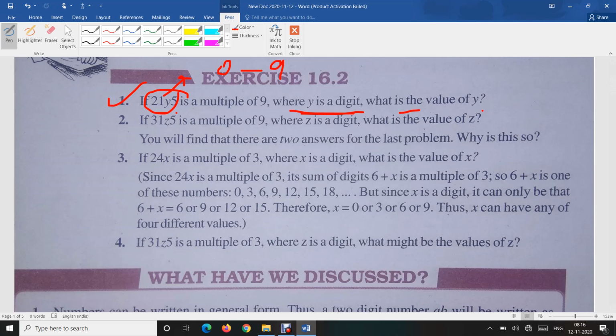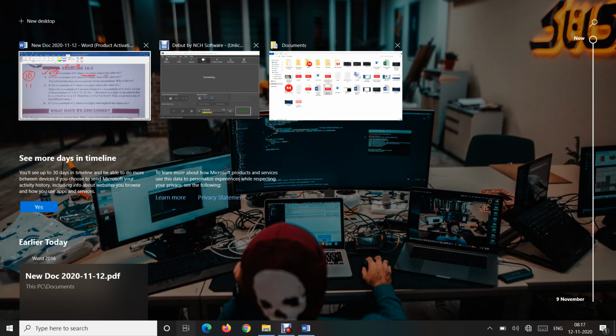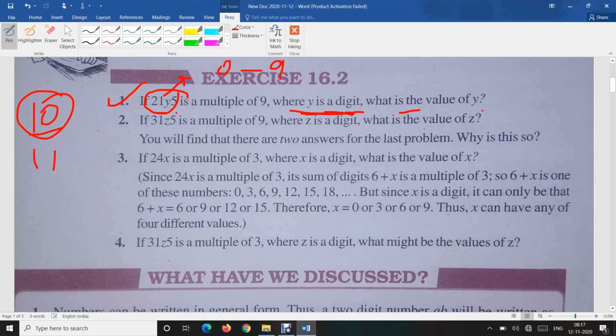See, one thing is here that y is a digit. That means y should be from 0 to 9. It cannot be 10 or 11. That means it cannot be a two-digit number, because it is saying that y is a digit. If you write 10, that means it is a number. If you write 11, that means it is also a number. But here y is a digit, not a number. That's why y should vary from 0 to 9. It cannot be greater than 9.